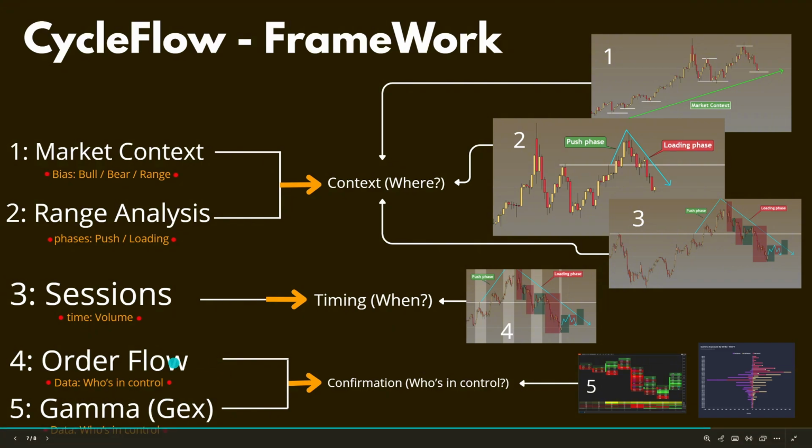And the last one is gamma. Gamma gives me the key zones. It shows me where the price is likely to react hard. So if I have bias from the context, the phase is loading and session timing is right, and the order flow shows control shifting at a strong gamma level, that's not random anymore. That's a high quality cycle flow entry.